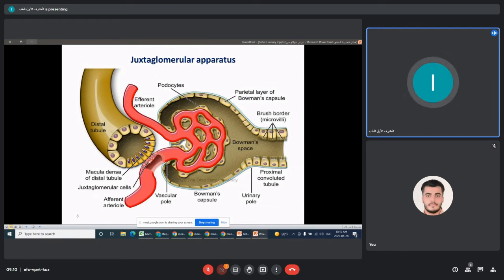Renin is a protease enzyme that cleaves angiotensinogen into angiotensin 1, and then angiotensin 2, which is the potent active part that functions in vasoconstriction of the blood vessels, and by vasoconstriction of blood vessels, it will change the blood pressure and the flow rate into the glomerular capillaries. These changes are sensed by special receptors called baroreceptors.